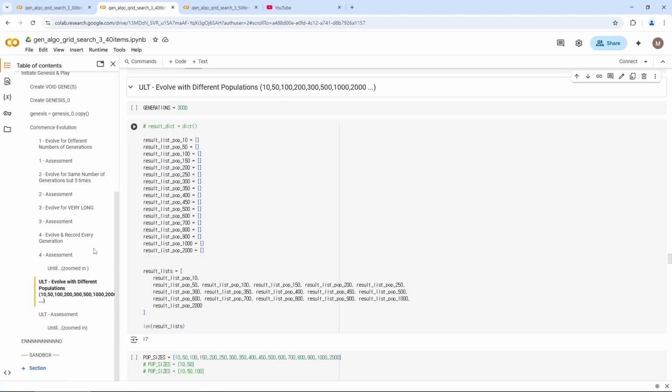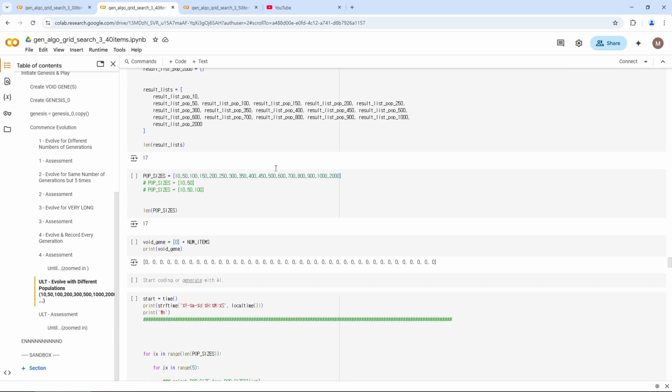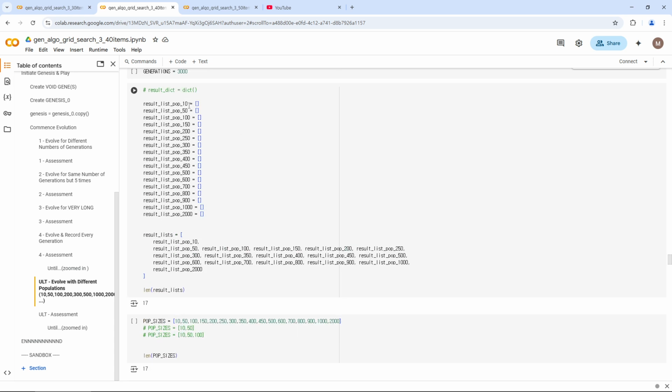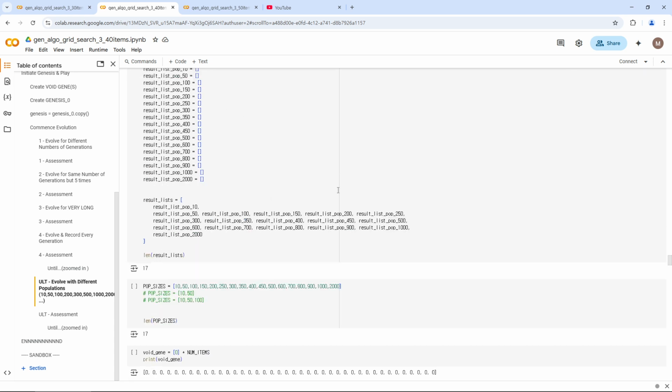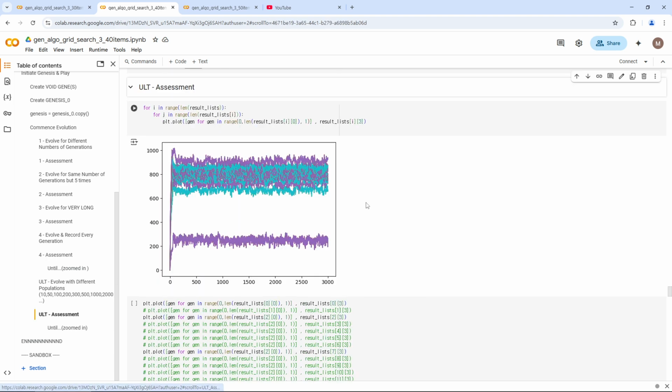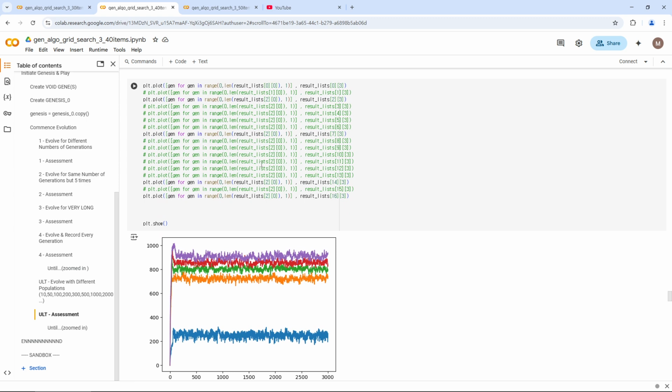Let's do that with different numbers for the population, from 10 entities in the population to 2,000 entities in the population. And then when we do that, here we still see the dip. The purple line is when there are 2,000 entities in the population, and the red line is probably when there are 500. So if there are more entities in a population, the dip is less pronounced, but it still exists.